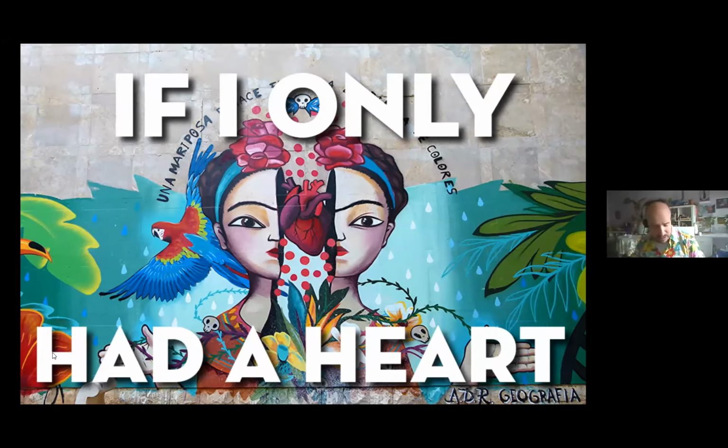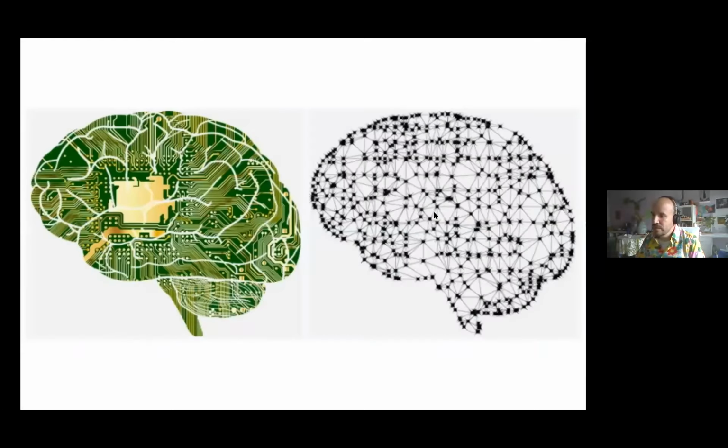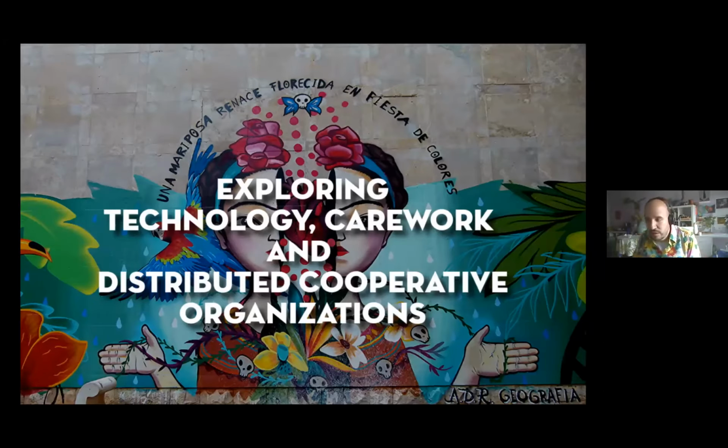So the name of the presentation is the DisCO Manifesto, which is co-authored by my partner Anne-Marie and myself, and the fruit of many conversations with lots of people, some of them present over here. If I Only Had a Heart is, of course, an allusion to the Tin Man from The Wizard of Oz, and this machine that wishes it had more humanity. And we use that as a metaphor to speak about several tendencies that we see going on now, which are technology, care work, and distributed cooperative organizations.